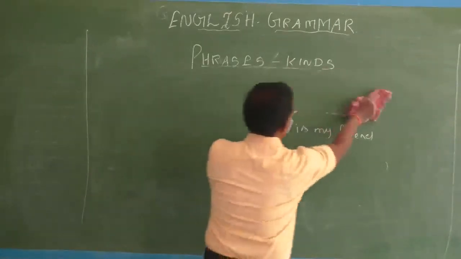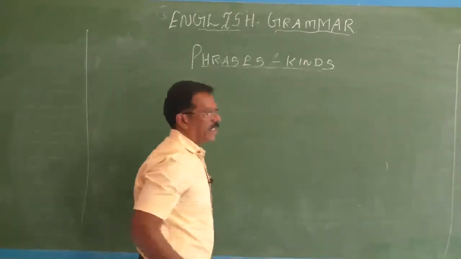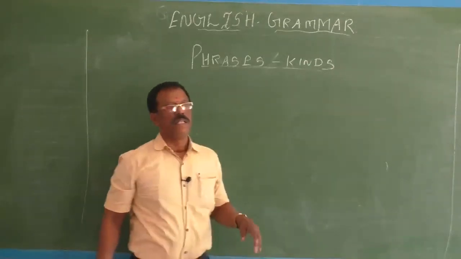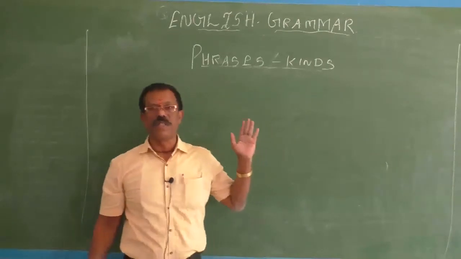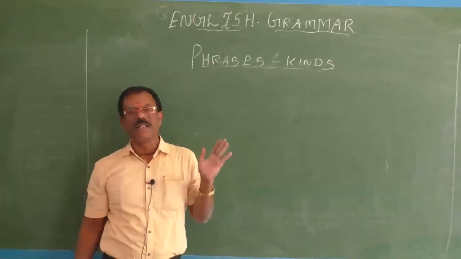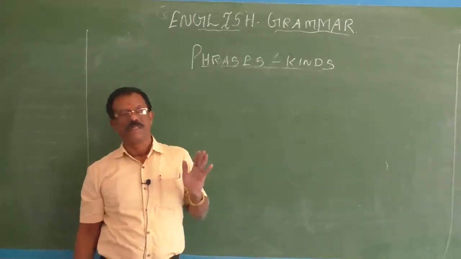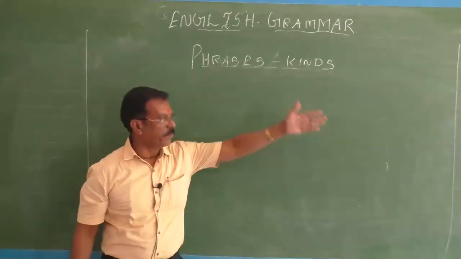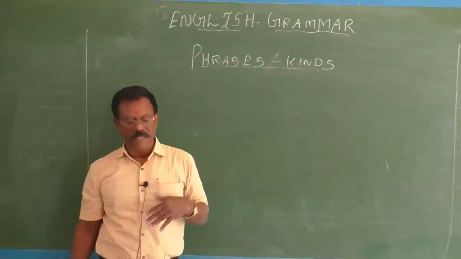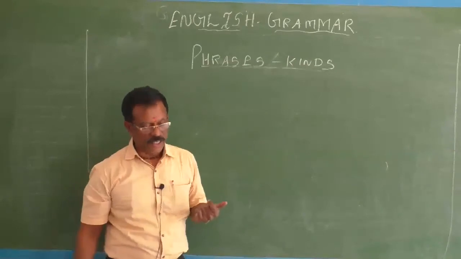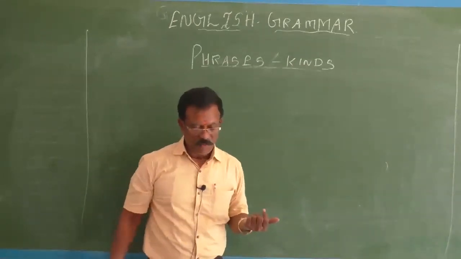So an adjective can be used attributively or predicatively. Suppose an adjective is used in the subject part, then it is called an attributive adjective. Suppose an adjective is used in the predicate part, then it is called predicatively used. Okay. A weak old man was crossing the road.